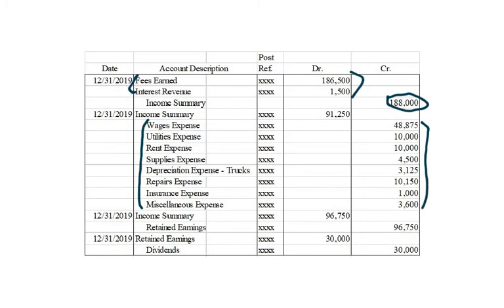So once that part was posted, what happened to all those expense accounts? They go to a zero balance. But again, they don't cease to exist. It's just in a summary form. So now we're going to take the total of all those, and we're going to debit that to income summary. We're transferring those separate debit balances as a total amount to income summary.